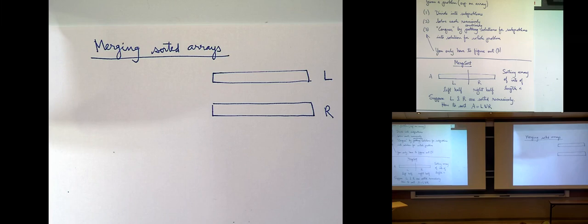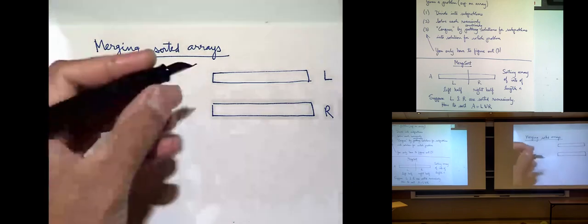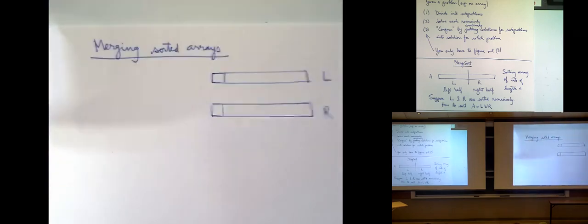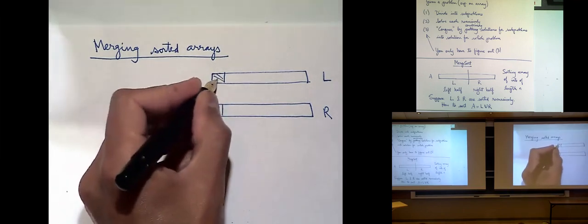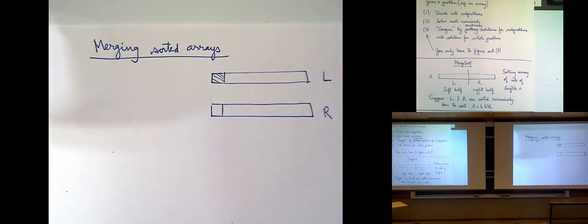Exactly. So it's the minimum of the, and because we're counting from 0, the 0th element of L and the 0th of R, right? The beginnings, so the minimum of these elements, that's the overall minimum. Okay? So suppose this was the minimum.